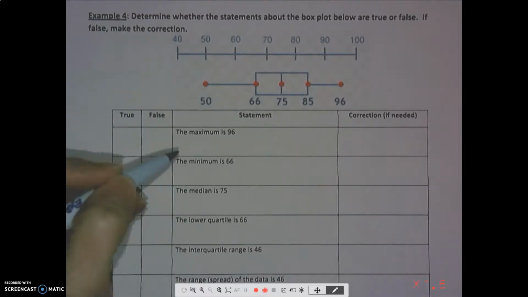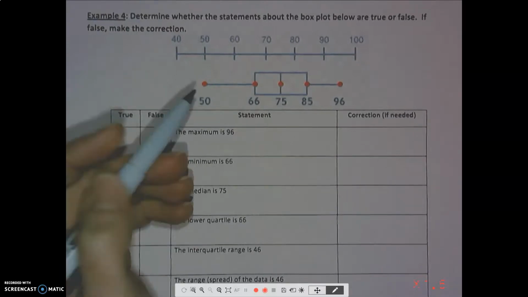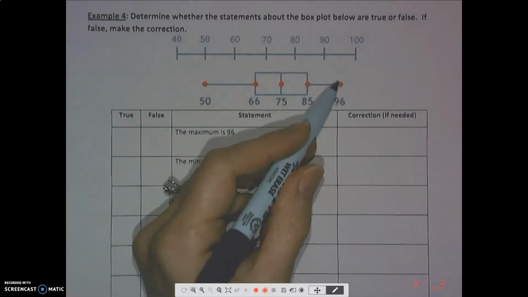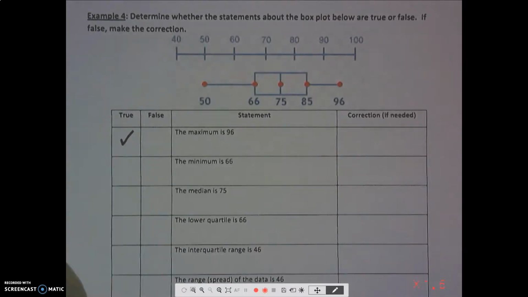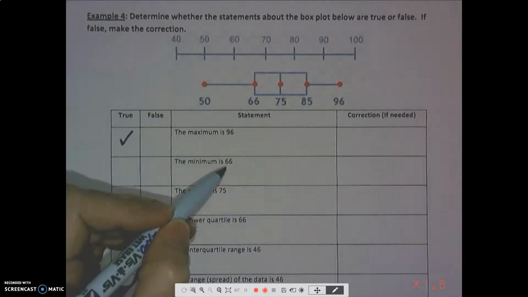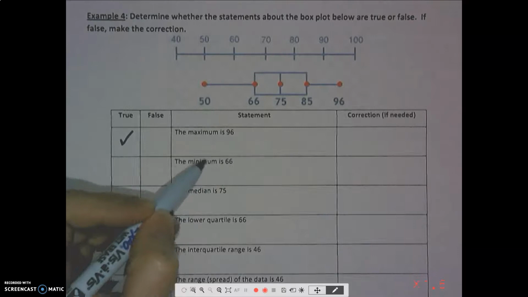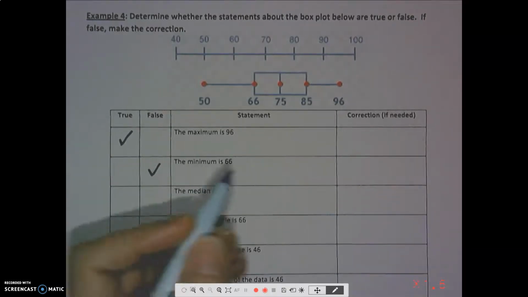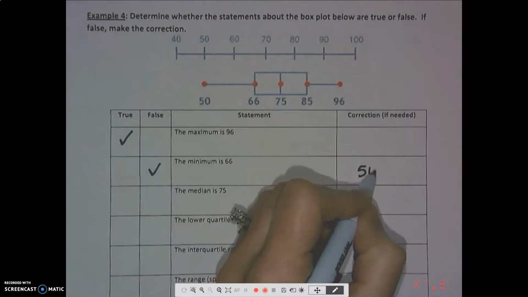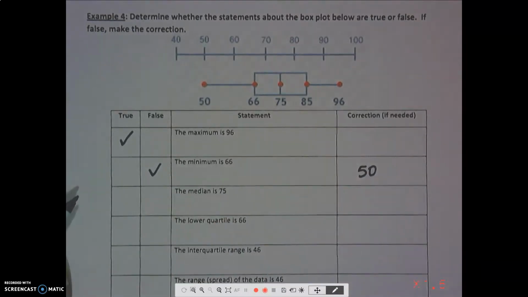All right, the maximum is 96. So looking here, the highest number is 96. So that is true. So I'm going to put a check there. You can put an X there. You could, on your paper, just put a T or an F is fine. The minimum is 66. So remember, the minimum is the absolute lowest. So that is false. In this case, the minimum is 50.